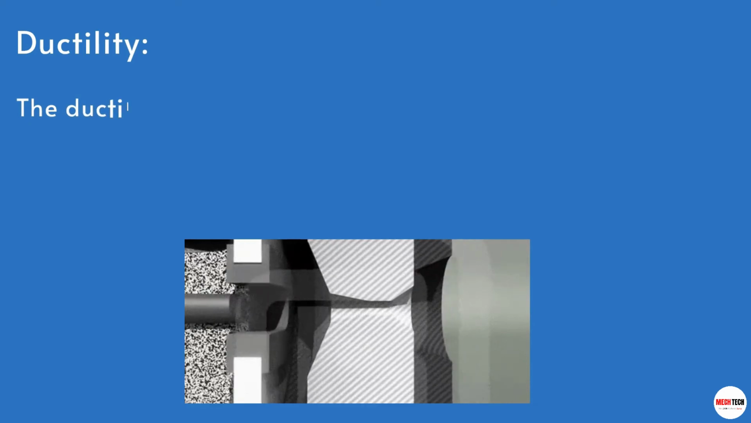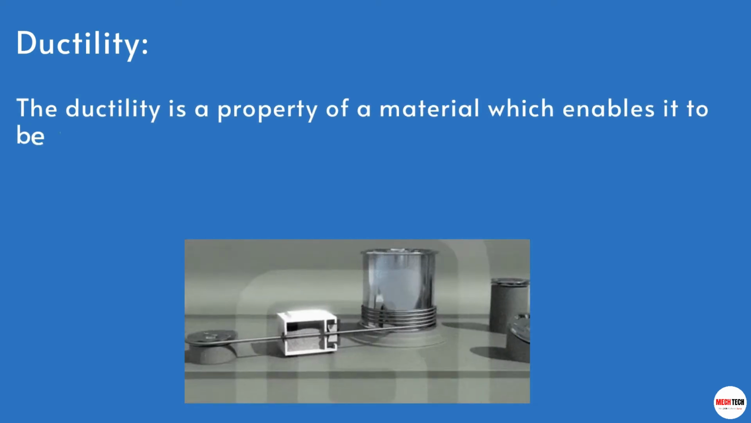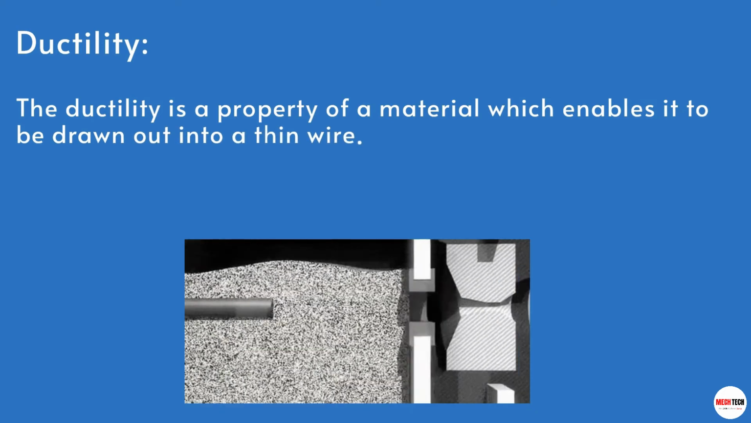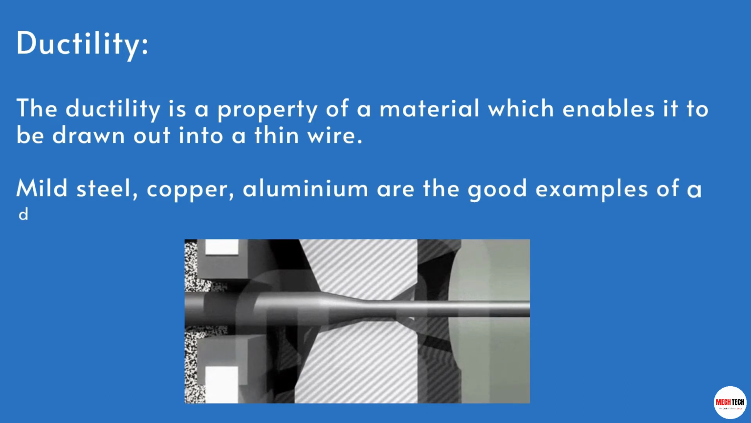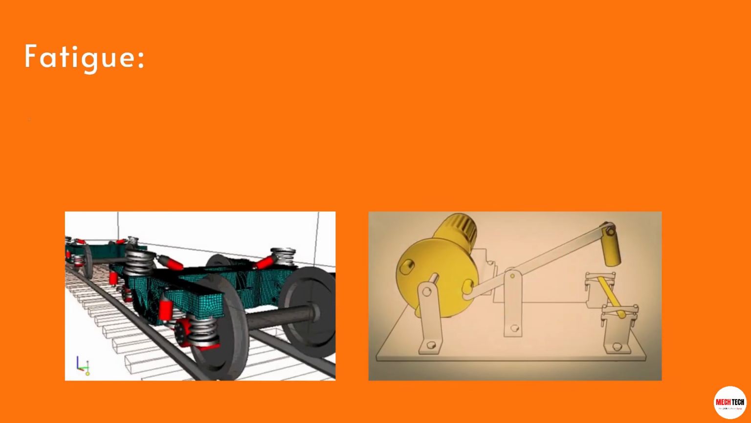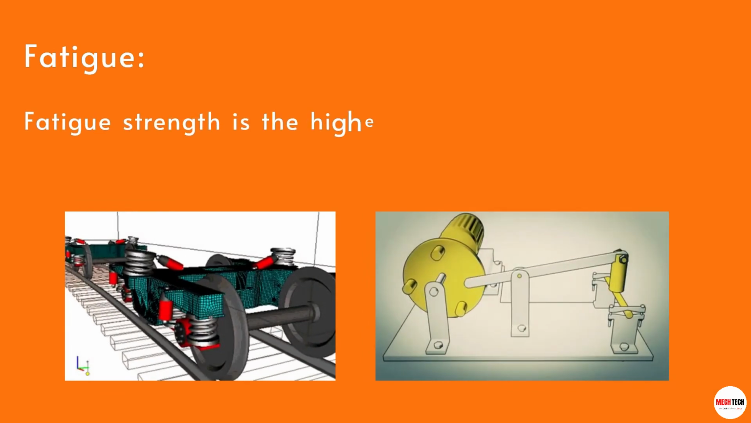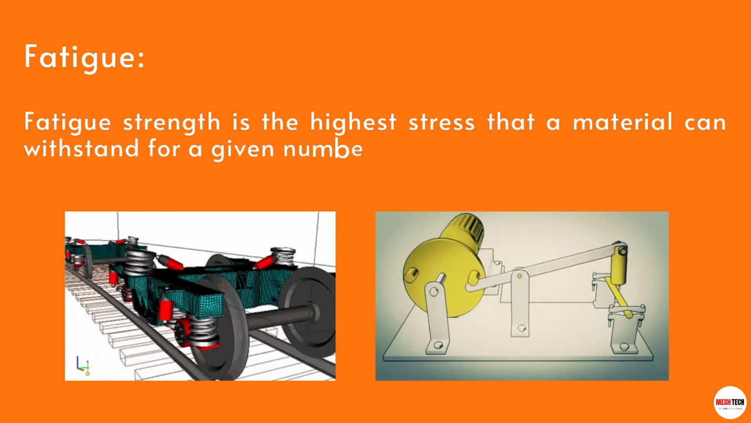Ductility. The ductility is a property of a material which enables it to be drawn out into a thin wire. Mild steel, copper, aluminium are the good examples of a ductile material. Fatigue. Fatigue strength is the highest stress that a material can withstand for a given number of cycles without breaking.